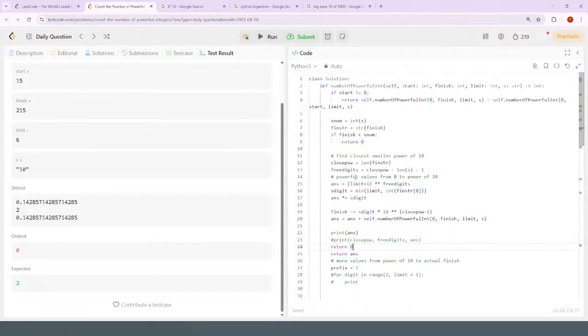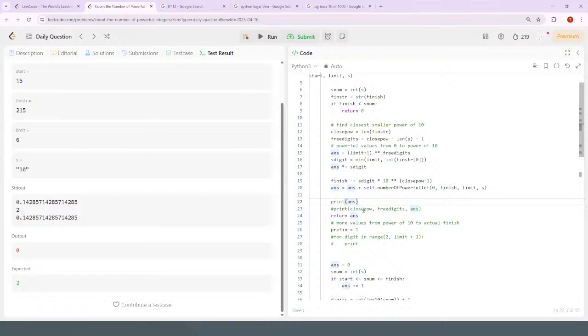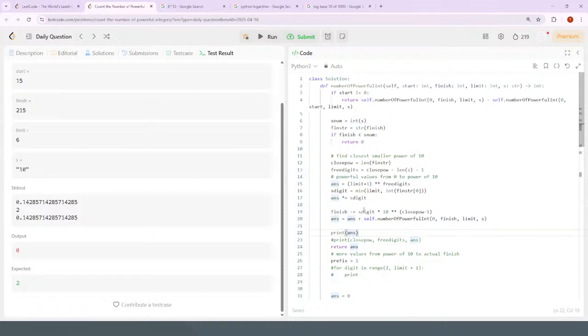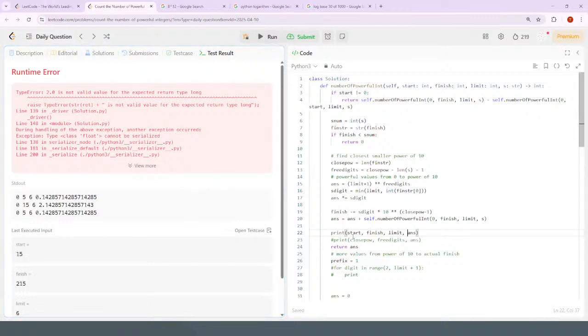Print out the answer that you get. Alright, so I'm going to print out more than just the answer here. I'll print out the bounds here: start, finish, limit, and string is always the same. Return 0.